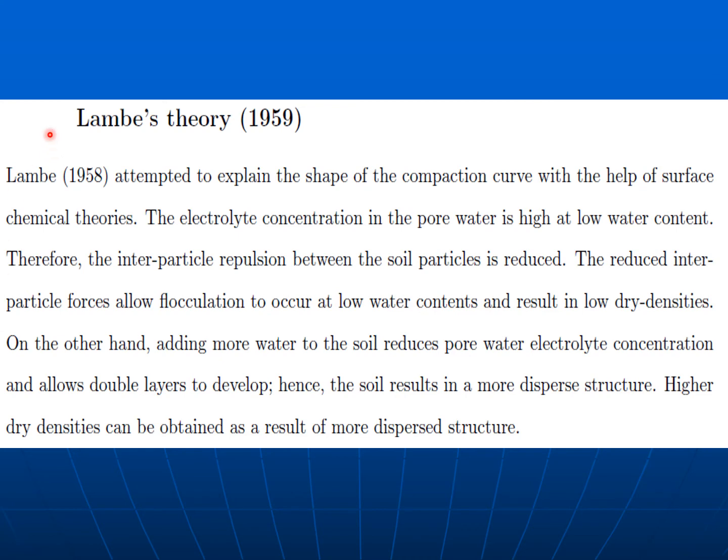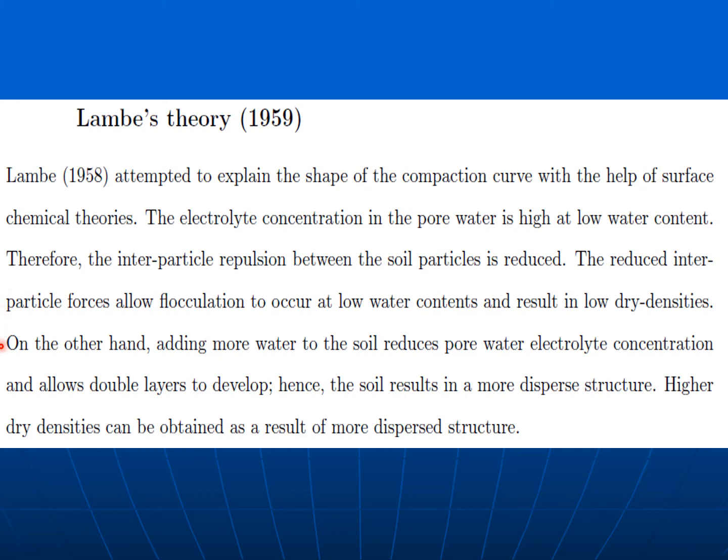Then look at the theory of Lamb. Lamb in 1958 attempted to explain the shape of the compaction curve with the help of surface chemical theories. The electrolyte concentration in the pore water is high at low water content. Therefore, the interparticle repulsion between the soil particles is reduced. The reduced interparticle forces allows flocculation to occur at low water content and results in low dry densities.